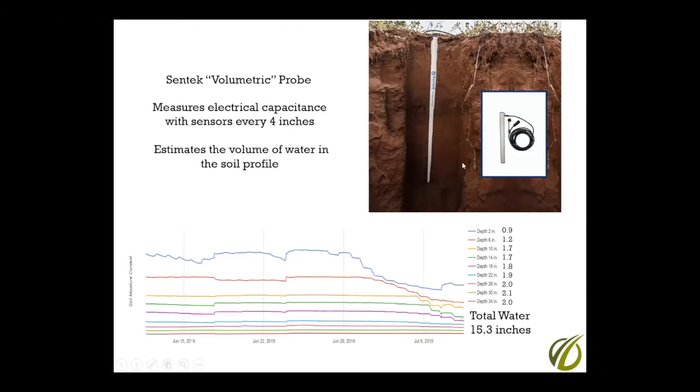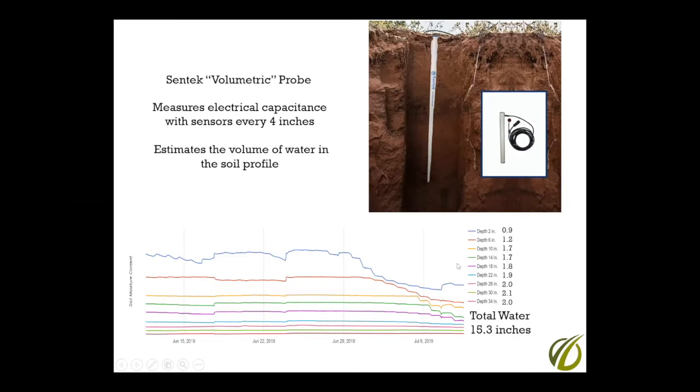So, transitioning just a little bit to another type of probe, a volumetric type probe. The Watermark style sensor would be one sensor we would place, maybe four of them, in a soil profile at different depths. With these Sentek probes, we have sensors every 4 inches that run the full length of the probe, whether it be a 36-inch probe or a 48-inch probe. It actually measures electrical capacitance every 4 inches, and there's an equation that relates that measurement of electrical capacitance to an estimate of the volume of water held in the soil profile.